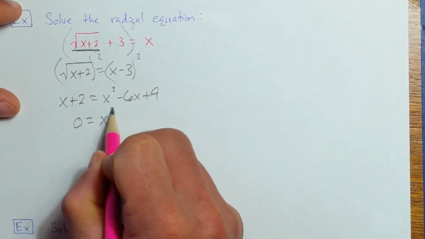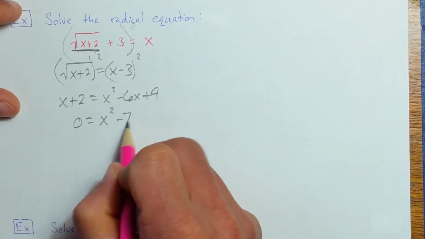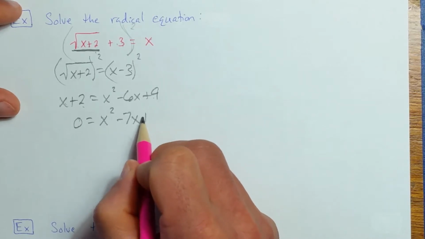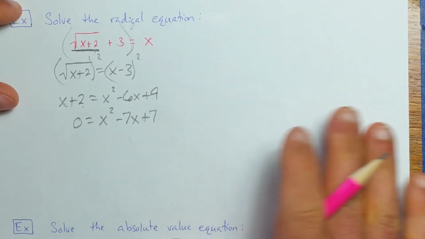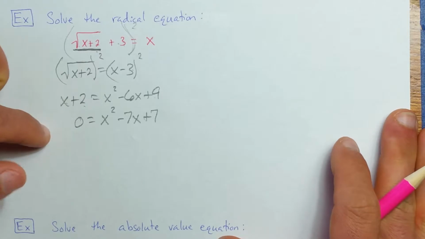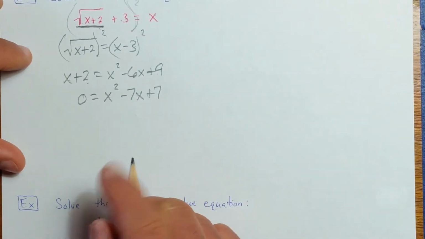Set it equal to 0. So I'm going to subtract x to make that negative 7x, subtract 2 to make that positive 7, and kind of like one of the problems we did on the last slide, it's not going to factor, so I have to use the quadratic formula.